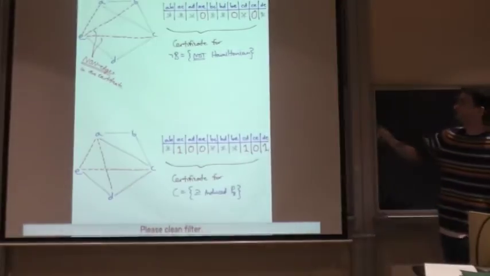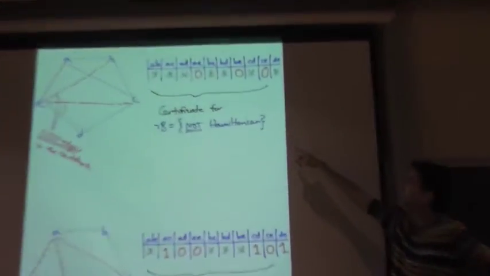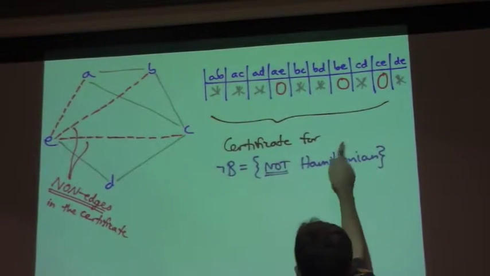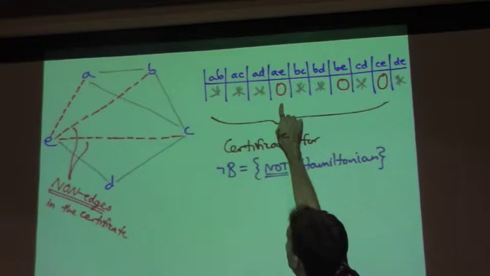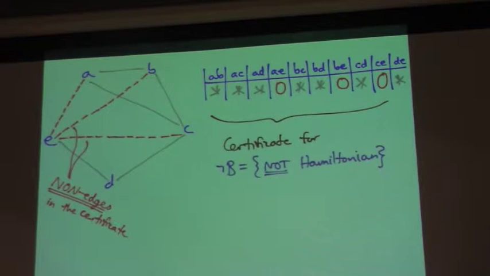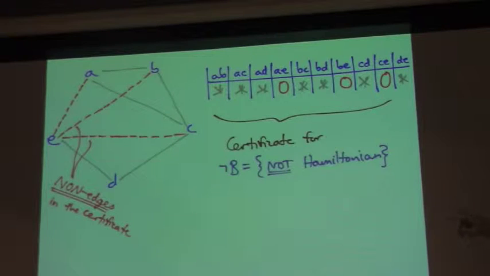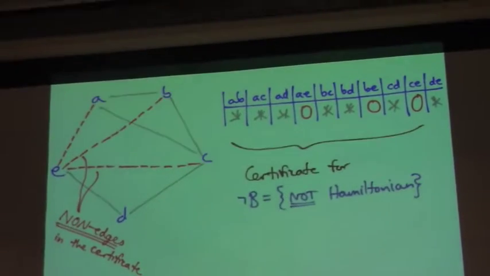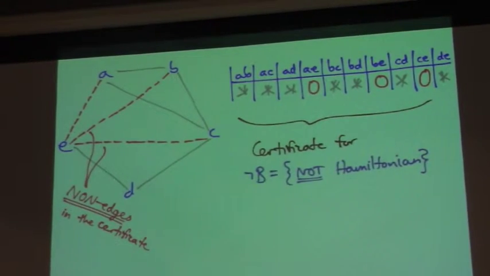Okay, so just more examples for the events that we were talking about before. If you promise me that I don't get edge AE, and I don't get edge BE, and I don't get edge CE, then that's a certificate that G(n,p) is not Hamiltonian, because, probably clear, what you need at the very least in order to be Hamiltonian is every vertex to have degree at least 2. So if I show you a vertex of degree at most 1, then I'm not Hamiltonian.